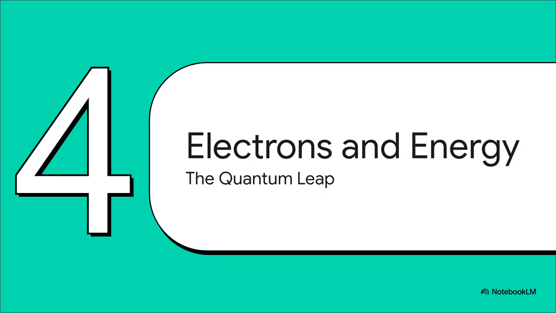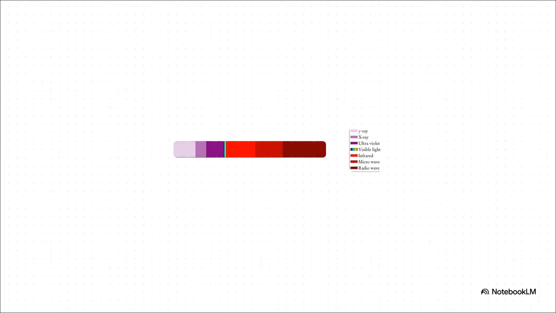Okay, we've been hanging out in the nucleus for a while. It's time to move out into the electron cloud, because the wild world of electrons is where all the action is. We're talking light, color, and the very essence of how atoms connect to each other. To understand electrons, you have to understand energy. And the main way they interact with it is through light.